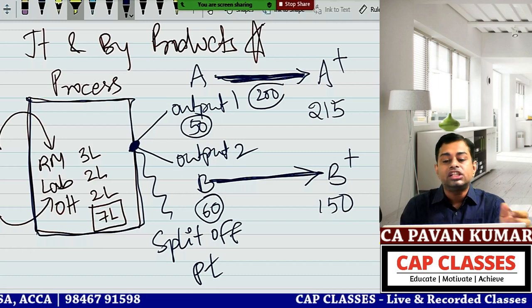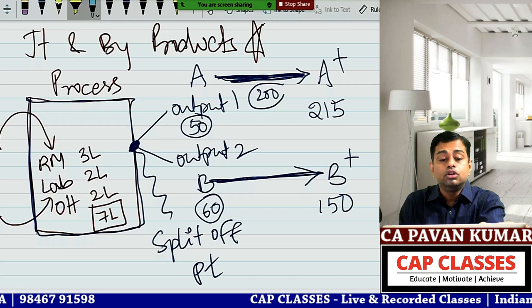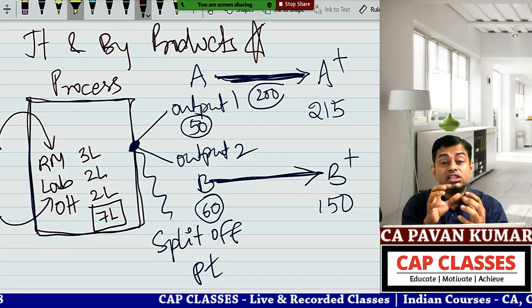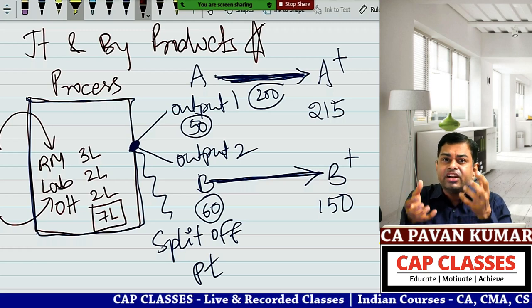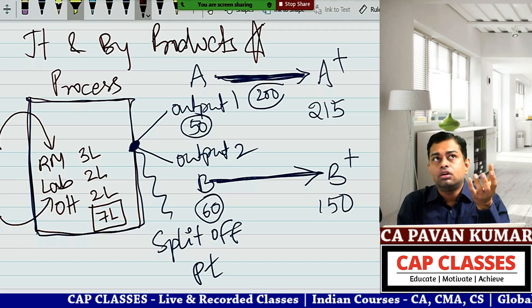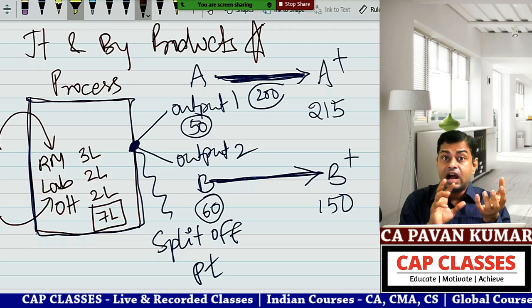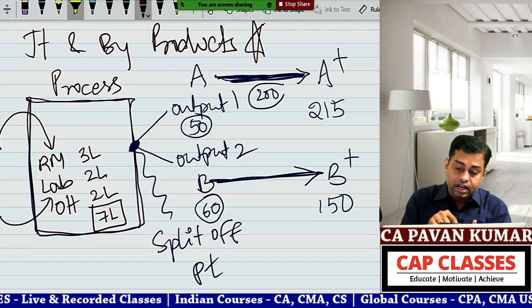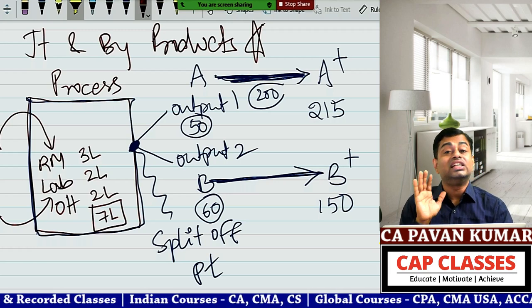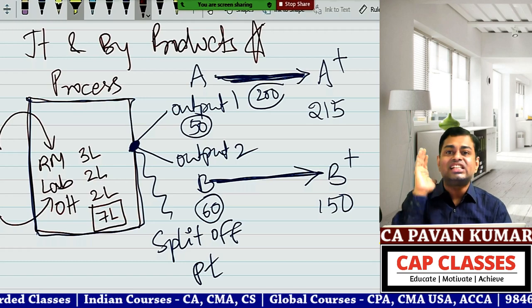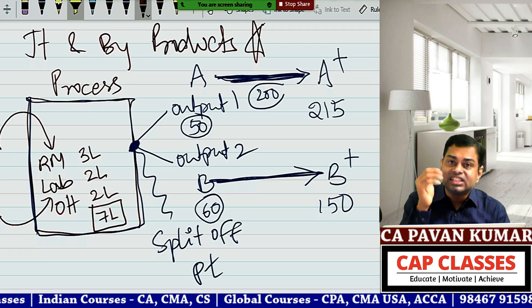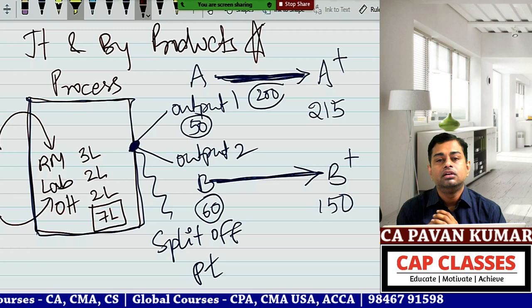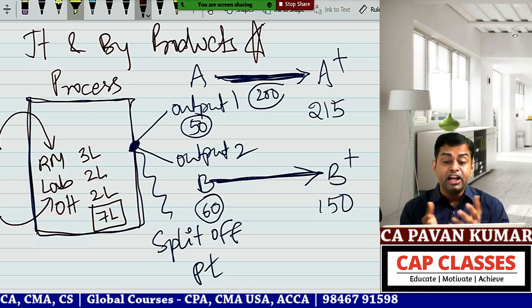What if your further processing cost is 200? Is it worth doing? No, don't do that, this is stupidity. So you need to compare whether further processing is beneficial. What is the cost benefit analysis of further processing? You'll calculate like this: after further processing, I can sell it for 215; before further processing, I can sell it for 50. So what is the value addition? 215 minus 50 is 165. So the value addition due to further processing is 165. But if the further processing cost is 200, why are you doing further processing? Instead, you can sell it at the split-off point itself, and 50 rupees will come.